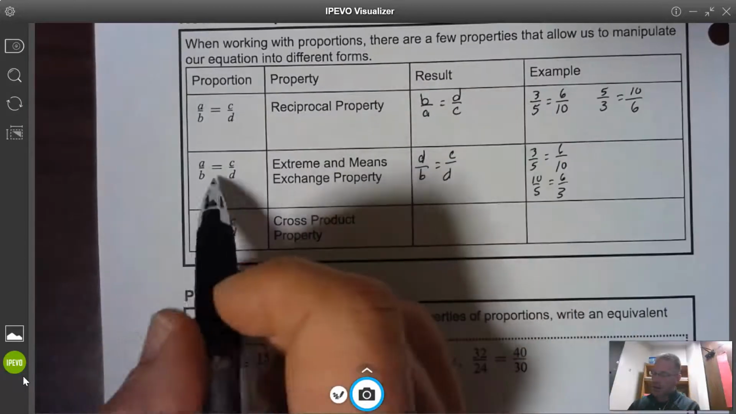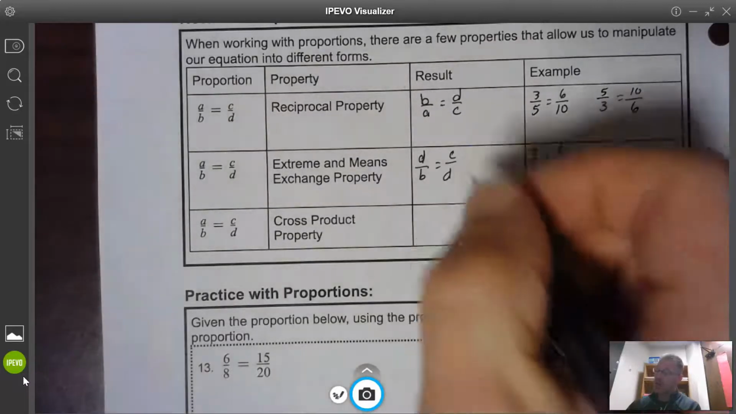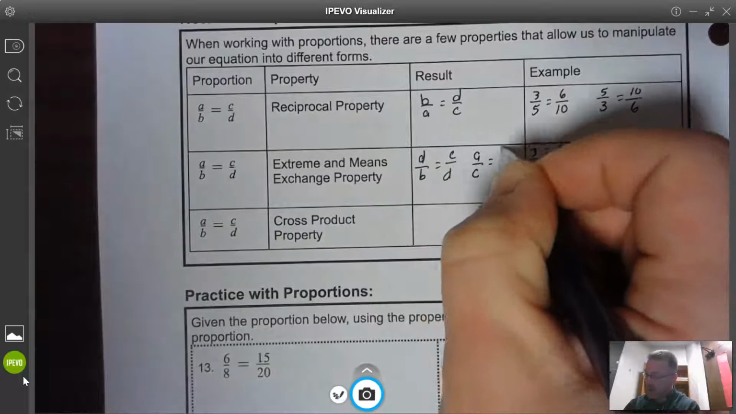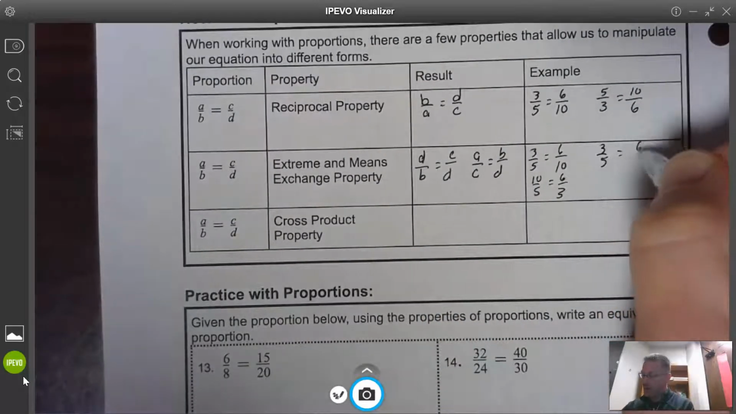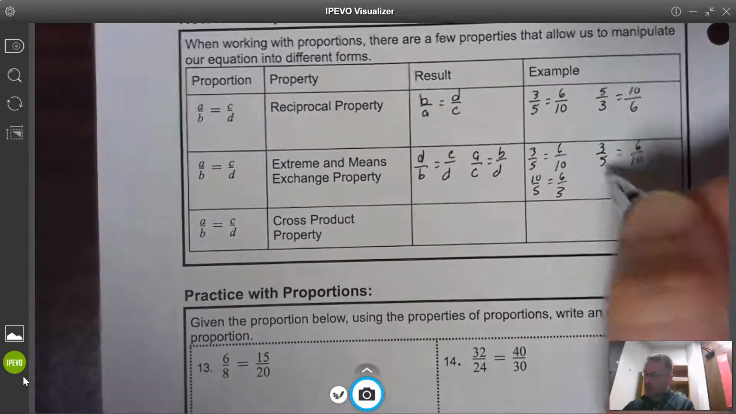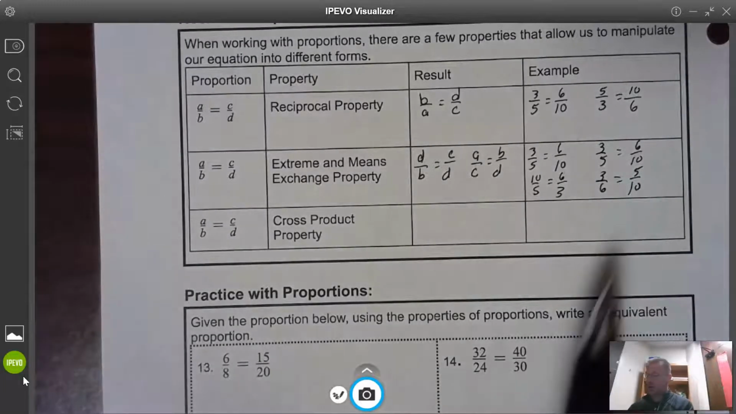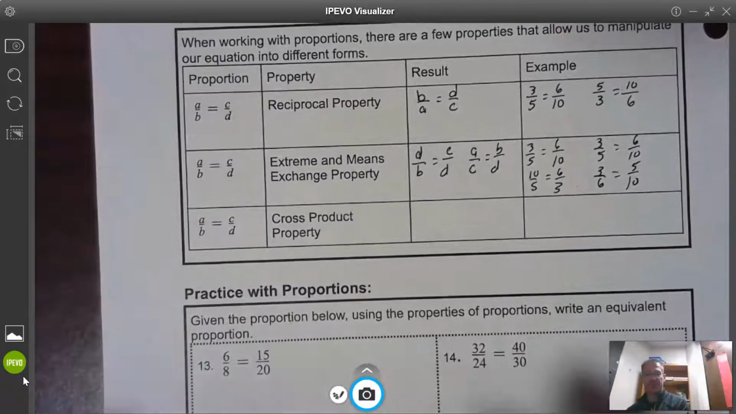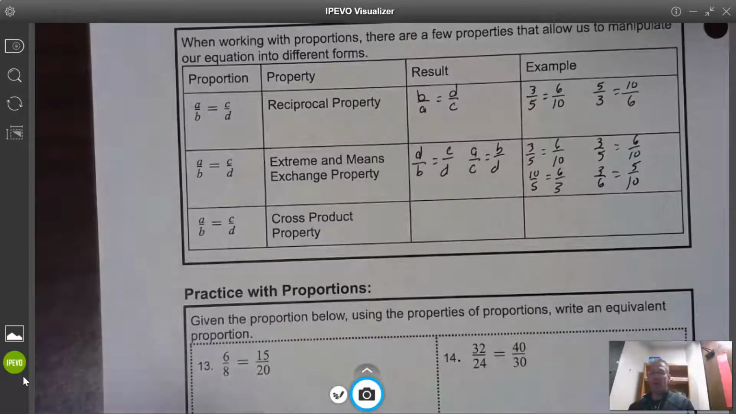It also says I could switch these two if I wanted. I can only pick one pair. So that would be A over C equals B over D. If I had 3 over 5 equals 6 over 10 and I switch these two, I get 3 over 6 equals 5 over 10. You can see that still gives me something equivalent: 1/2 equals 1/2.